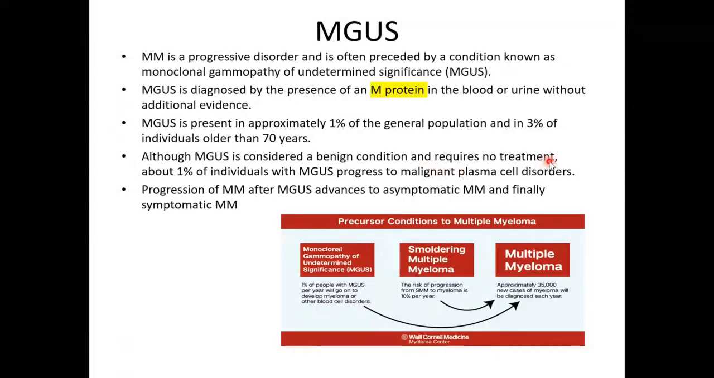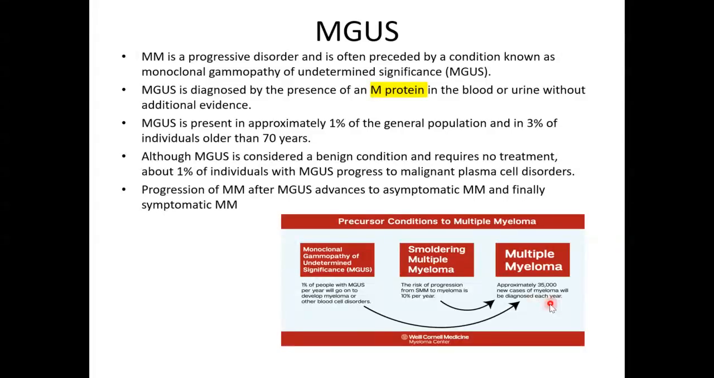Although MGUS is considered a benign condition and requires no treatment, a small percent of individuals with MGUS progress to asymptomatic multiple myeloma. Right here, 1% of people with MGUS per year will go on to develop myeloma or other blood disorders. Okay, so this 1% of people will go on to develop multiple myeloma. This is how many new cases of myeloma will be diagnosed each year.